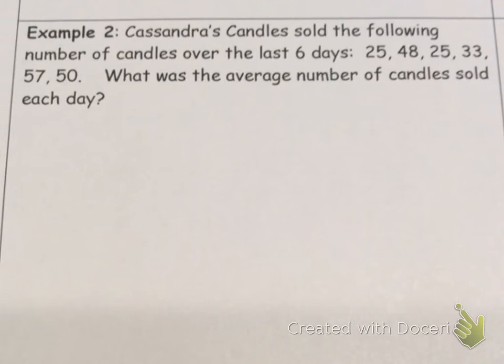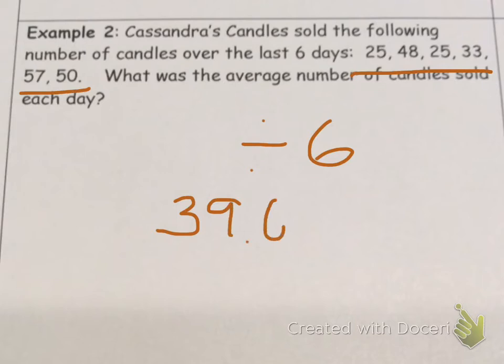Okay, example 2. Cassandra's Candles sold the following number of candles over the last 6 days. 25, 48, 25, 33, 57, and 50. What was the average number of candles sold each day? So count how many numbers there are there. There's 4, 5, 6 numbers. So we're going to add those together and we're going to divide by 6. So we did that, and we actually did that rather quickly this time. Nice job. So Ricehan got 39.6 repeating again.